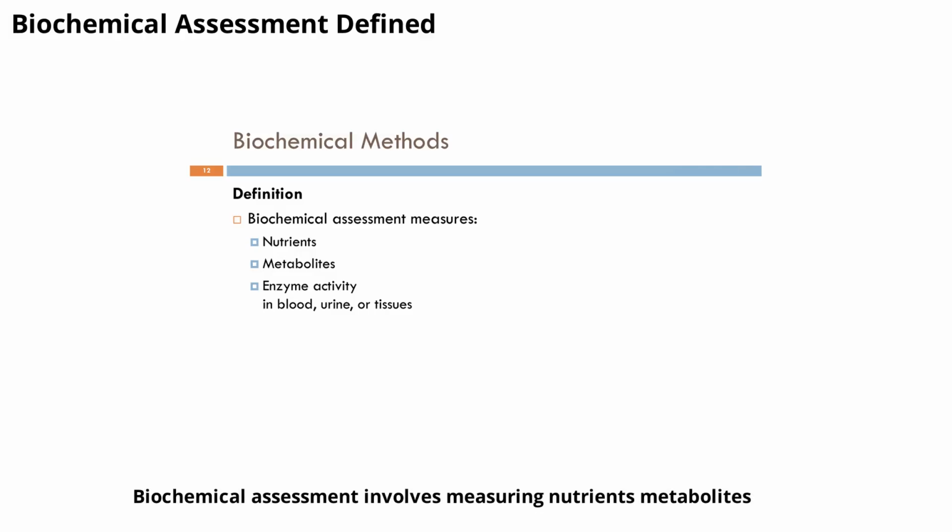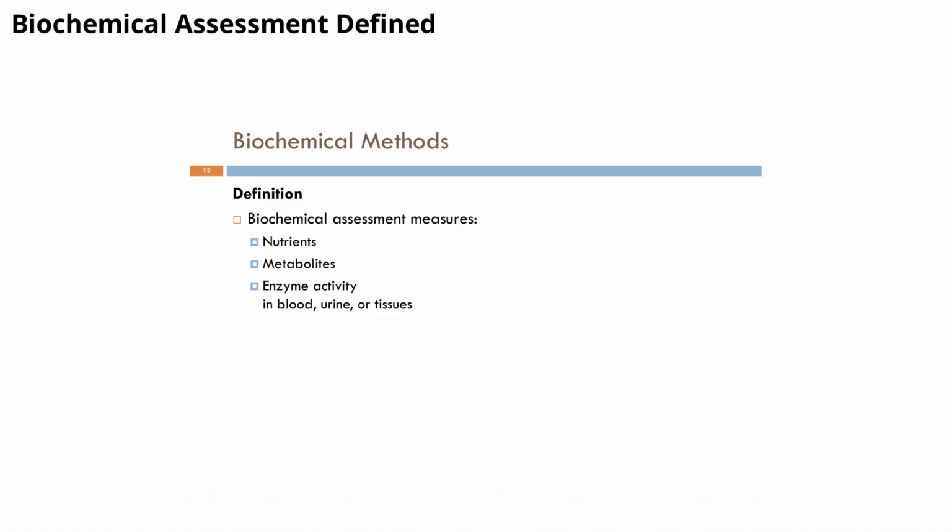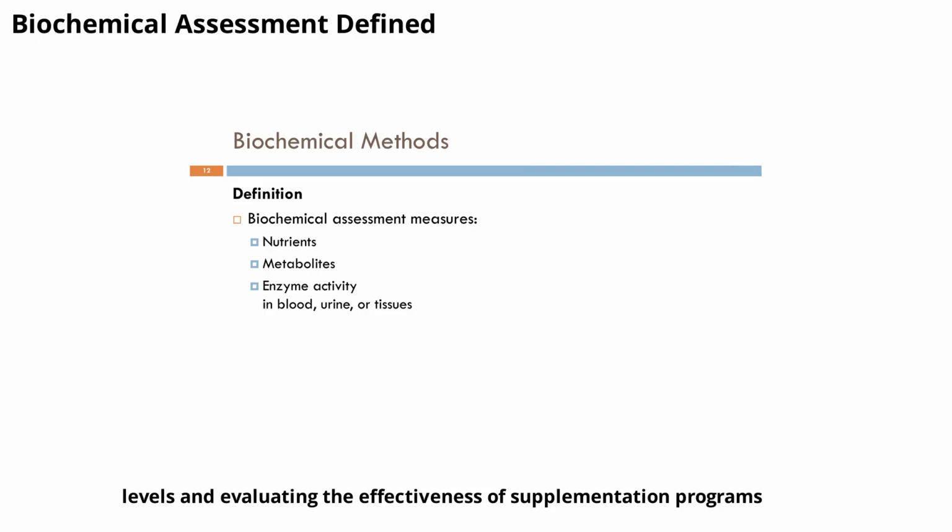Biochemical assessment involves measuring nutrients, metabolites, or enzyme activity in blood, urine, or tissues. This method provides objective data on nutritional status and can detect deficiencies that may not be visible through physical examination. Biochemical tests are especially useful for monitoring micronutrient levels and evaluating the effectiveness of supplementation programs.